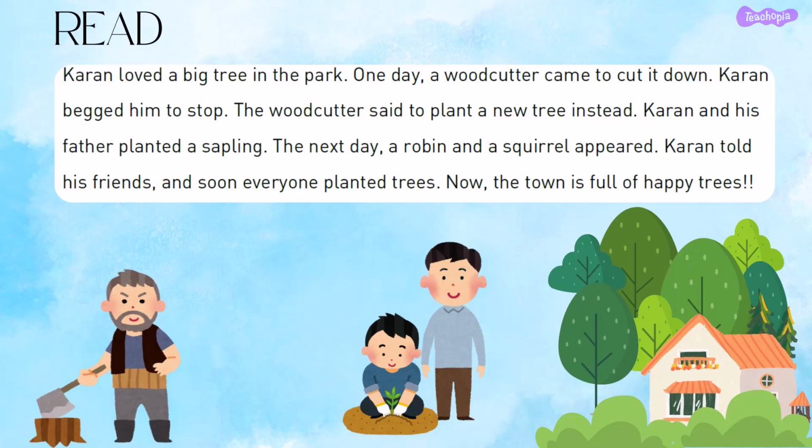The comprehension passage is, Karan loved a big tree in the park. One day, a woodcutter came to cut it down. Karan begged him to stop. The woodcutter said to plant a new tree instead. Karan and his father planted a sapling. The next day, a robin, a squirrel appeared. Karan told his friends and soon everyone planted trees. Now, the town is full of happy trees.